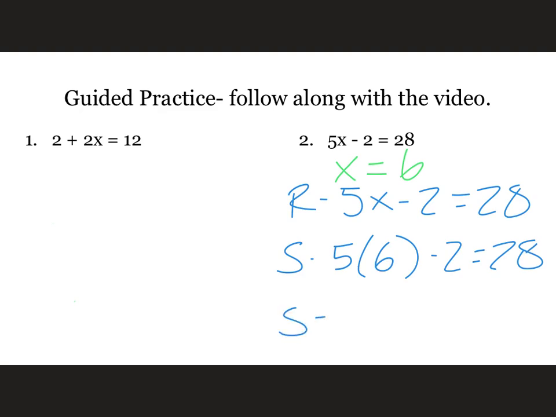And my last S is to simply just solve. I know that 5 times 6 is 30. 30 minus 2 is 28. And 28 equals 28. So I am good to go.